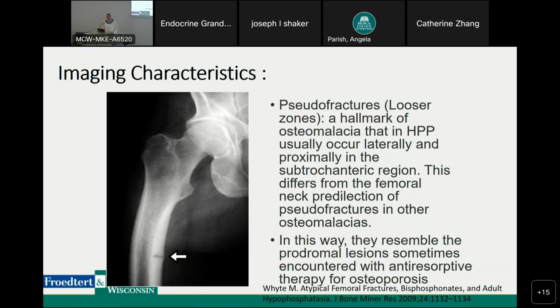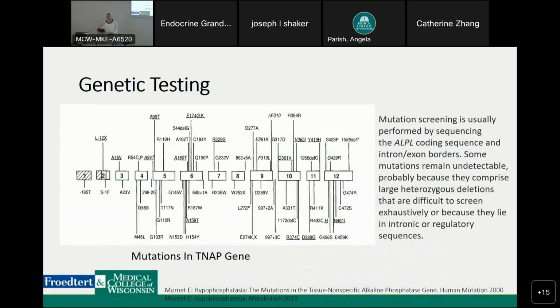Then we'll talk about genetic testing, which is the fourth diagnostic modality. Unfortunately, genetic testing does not exclude or confirm HPP. The genetic screening is usually performed by sequencing the ALPL coding sequence and the intron and exon borders. But as we can see here in the ALPL gene, we can have mutations throughout the gene, and sometimes that is not being screened for within the gene. So definitely genetic testing can miss HPP, and if it's positive, it will support the diagnosis. But again, negative genetic testing cannot exclude HPP.